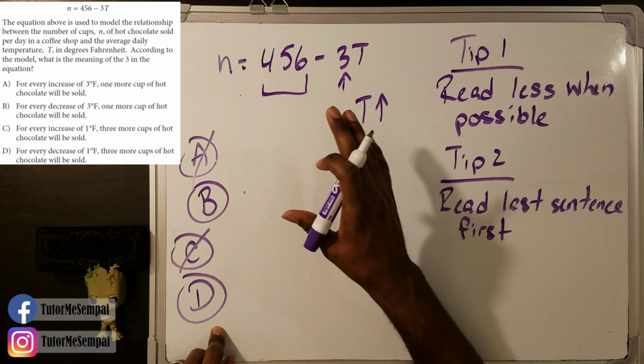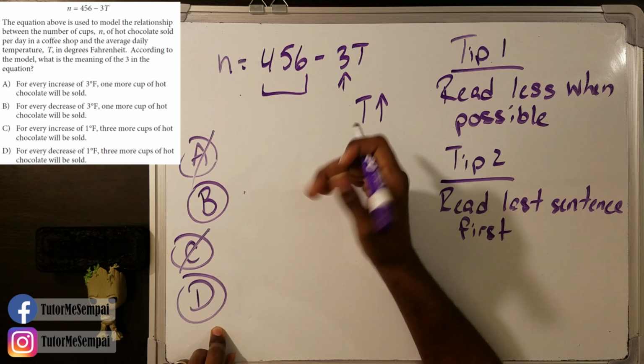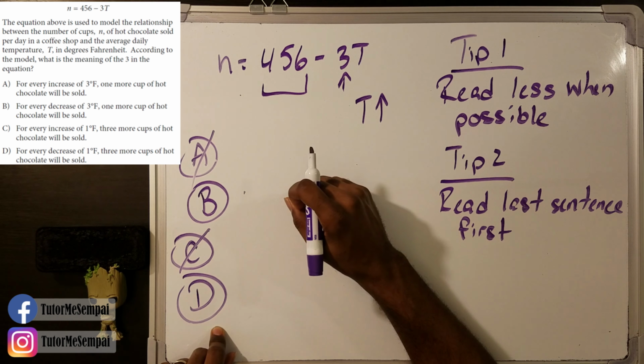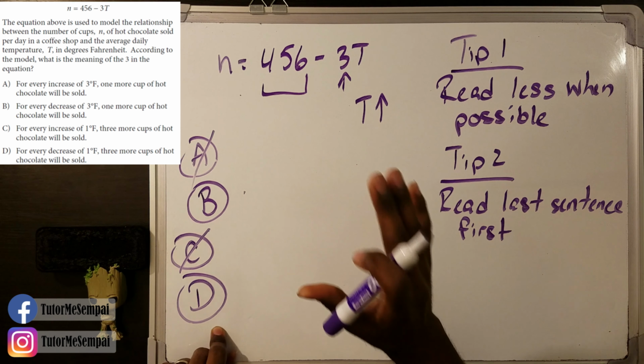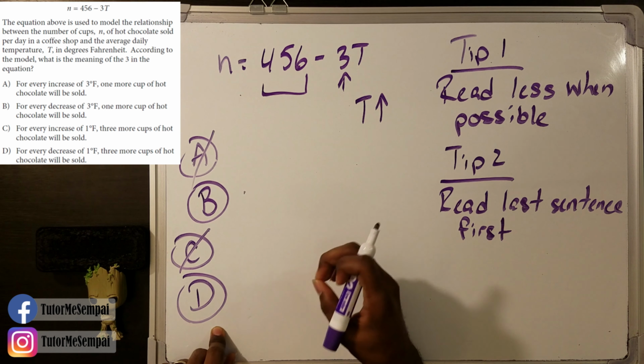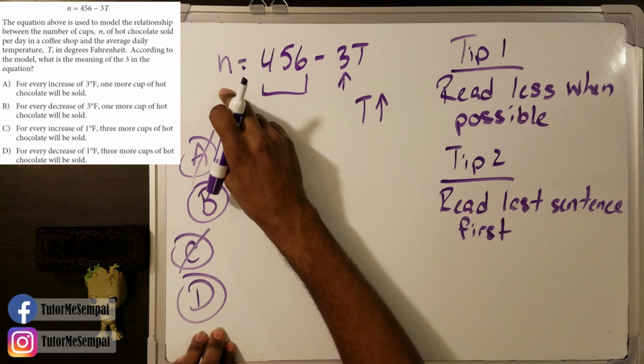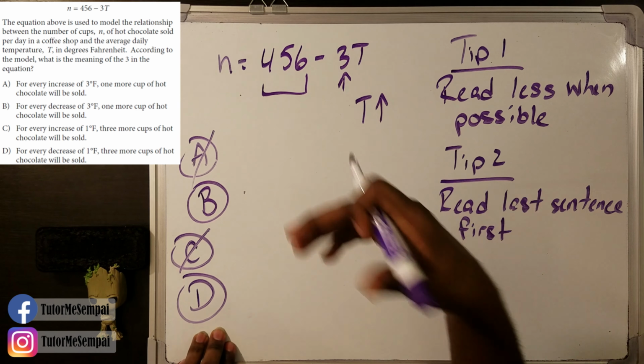Peek at your text up top and try to make sure you understand what the variables mean. I see N is the number of hot chocolates sold, and T is degrees Fahrenheit. So I just wanted to make sure I really understand what N is and what T is. However, you don't want to read everything else. Just hone in on what you need to know: that N, number of hot chocolates, and that T, degrees Fahrenheit.